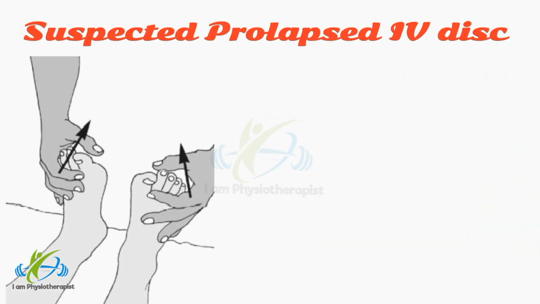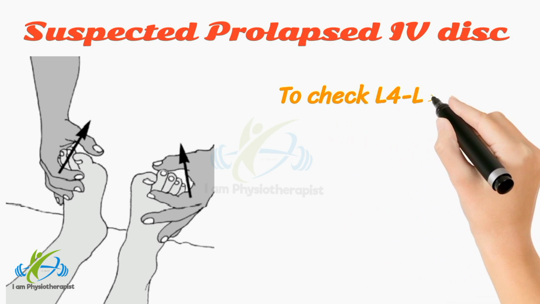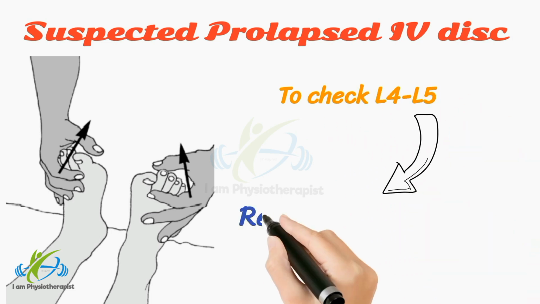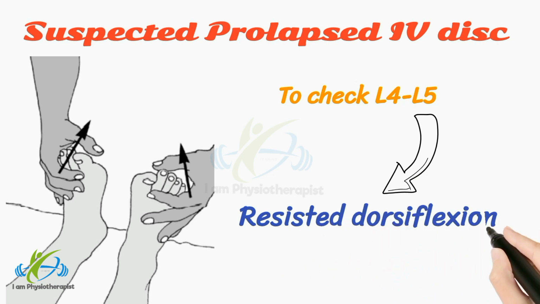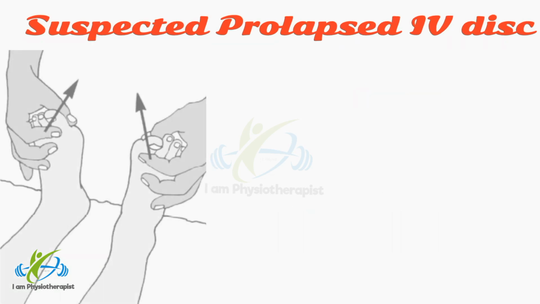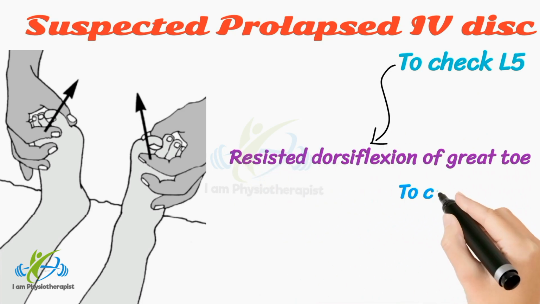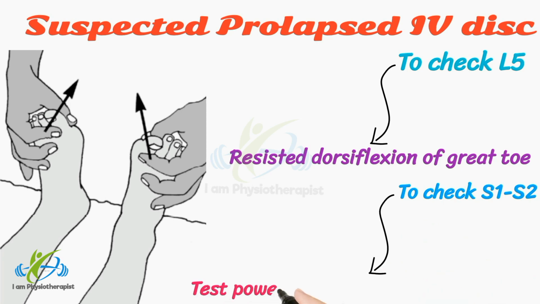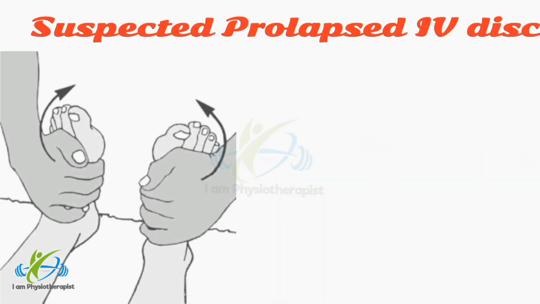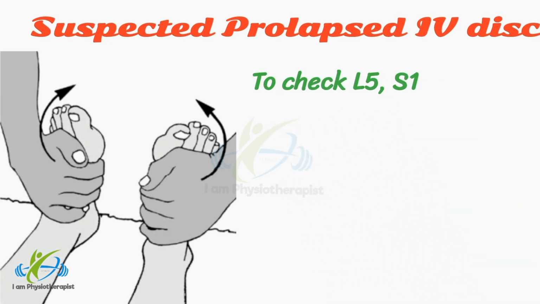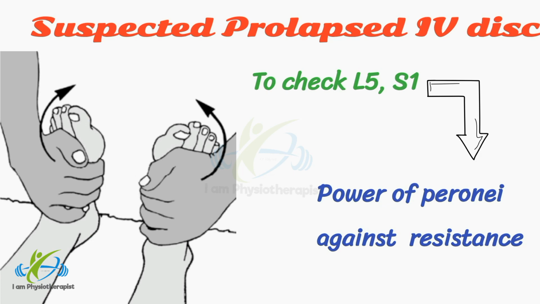To check L4, L5, ask the patient to dorsiflex both feet. Now attempt to force them into plantar flexion against resistance. Note the presence of any muscle wasting. Weakness of dorsiflexion of the great toe is a most sensitive test of the L5 nerve root alone. To check S1, S2, test the power of plantar flexion of the great and lesser toes. To assess L5, S1, encircle the feet with the hands, and test the power of the peronei against the patient's resistance.